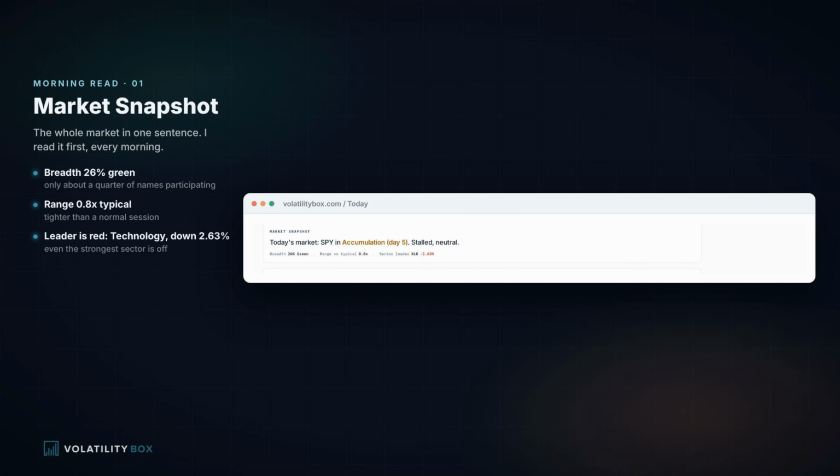So if you summarize what we get from these 3 numbers for today, we have a thin market breadth, we have a tight range, and we have a red sector leader. Very clearly, that's a quiet defensive tape, and you should be sizing accordingly.